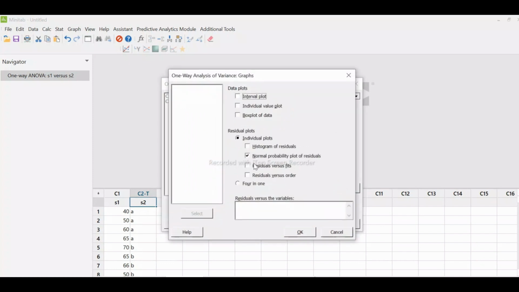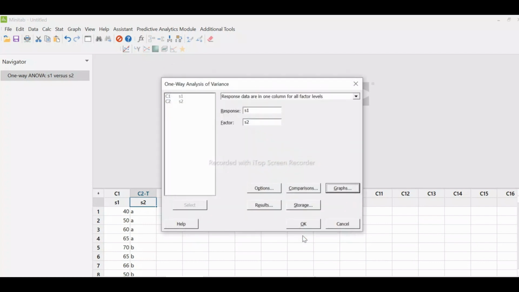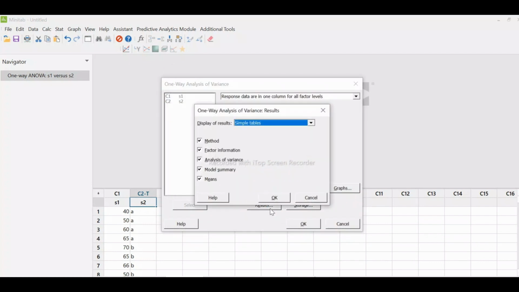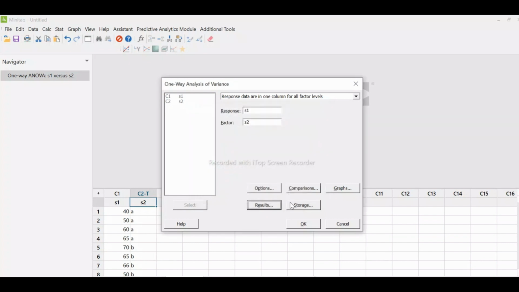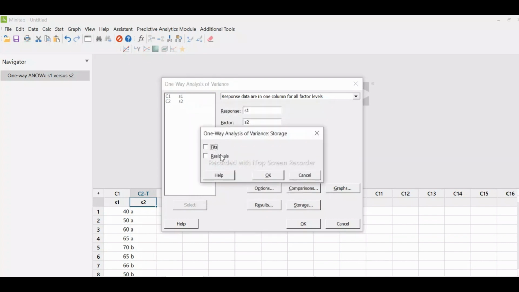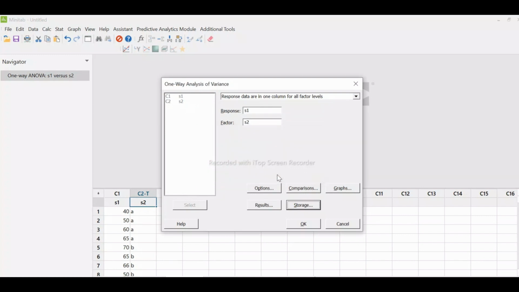Graphs: which graph do we need? Simply we say we need only a normal probability plot, then okay. Results: we need all the results, method, factor information, analysis of variance, model summary, means, okay. Storage: we don't need anything from storage, so simply okay, and then okay.